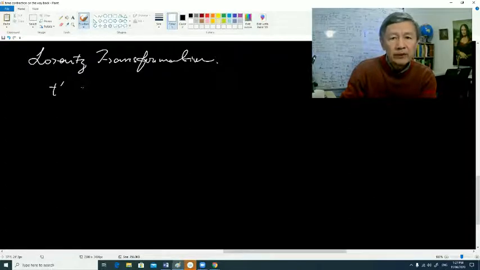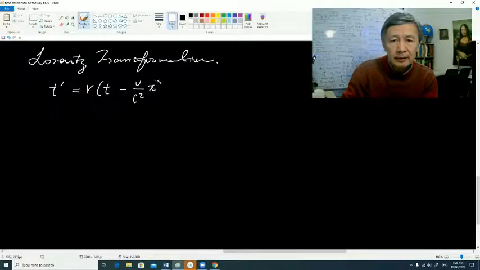According to the Lorentz transformation, t prime, the time measured by the observer in the flying frame, can be predicted based on the gamma factor and the local time in the fixed frame, t minus v divided by c squared times x. This is the famous Lorentz transformation.